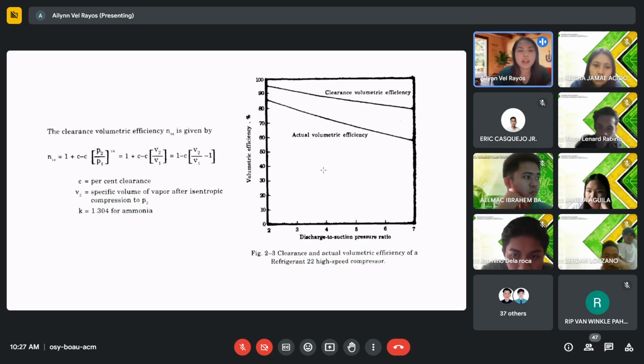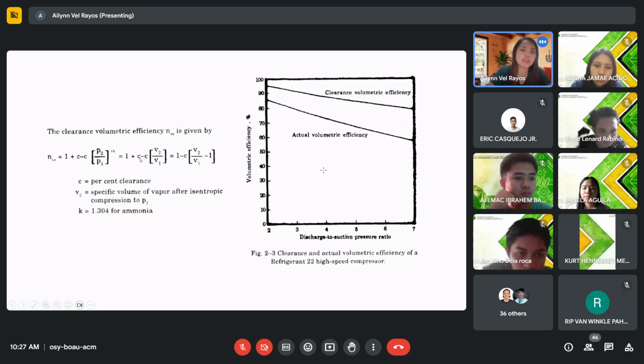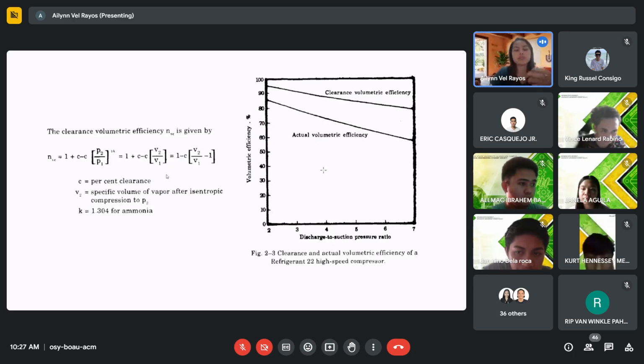Okay. So again, alalahanin lang natin yung sa isentropic compression kung bakit naging equal yung P2 over P1 natin raised to 1 over K sa V2 over V1. Kasi meron tayong isentropic process. Kung re-review nyo, dun sa ideal gas equation, isentropic process, makukuha nyo, lalabas sa equation.